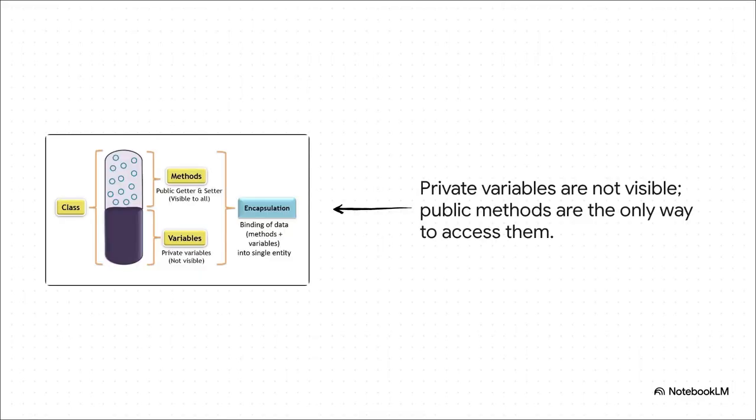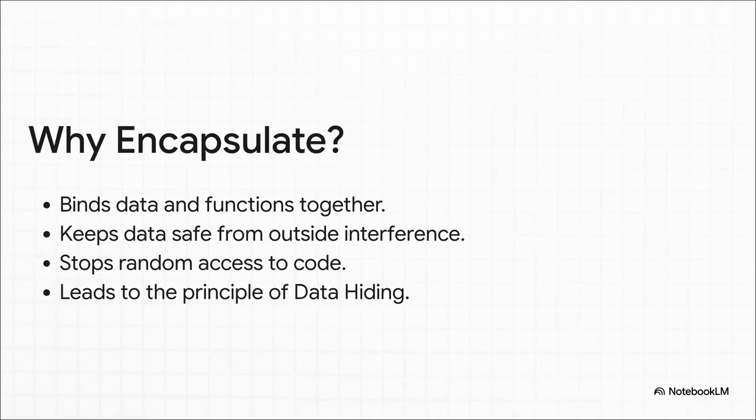And this diagram just shows it perfectly. See, inside this capsule, our class, the variables are private. They're completely hidden from the outside. The only way in or out is through these public methods, which act like official controlled gateways. So why bother with all this? Well, it's because it logically binds your data and functions together. It keeps that data safe from weird outside interference, and it protects against that random, uncontrolled access we were talking about. This whole thing leads right to a super important principle called data hiding. You're protecting the internal state of your object.